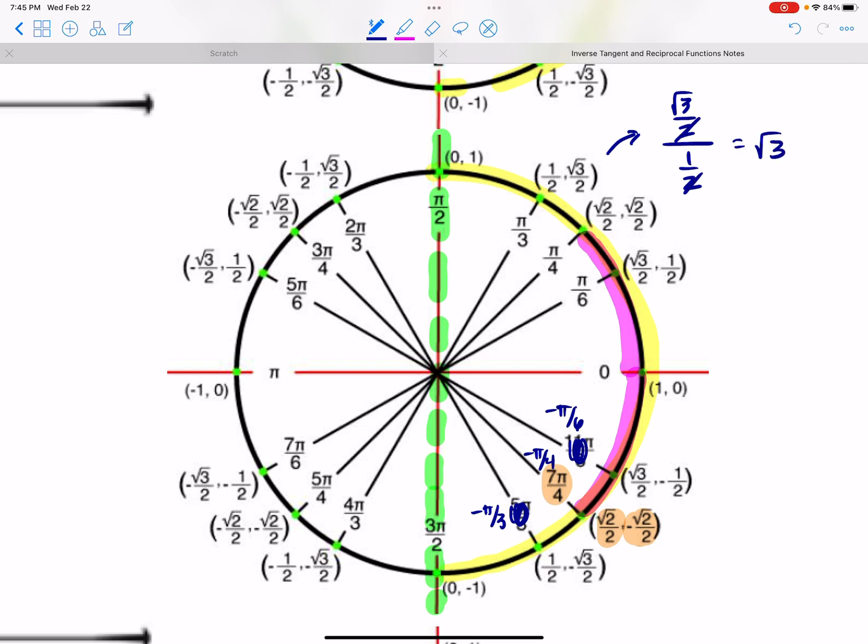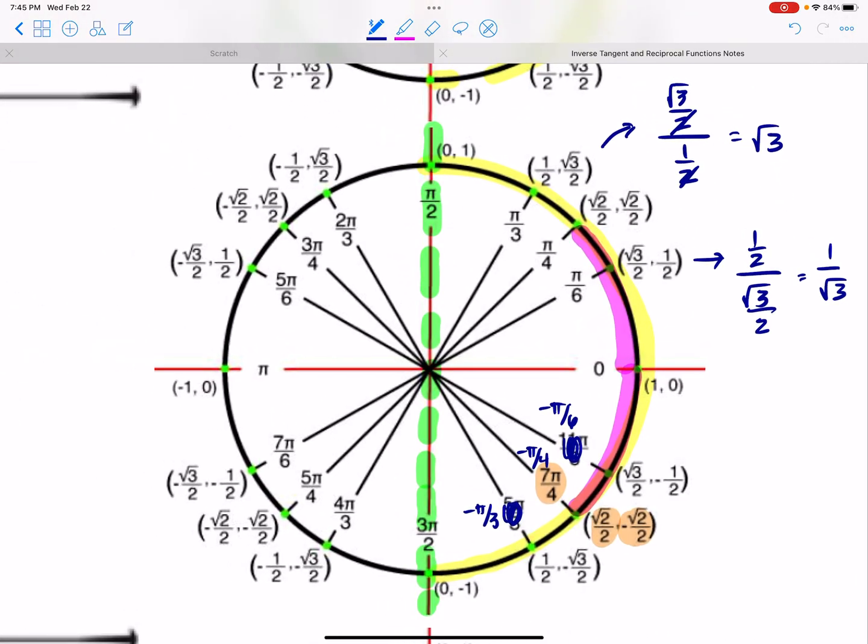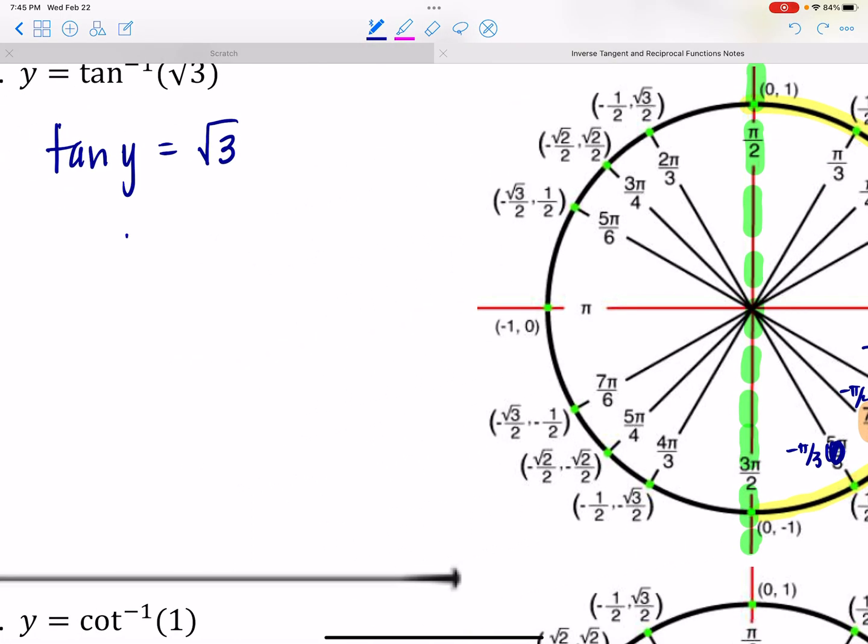If I do this in reverse, if I took the 1/2 and divided it by radical 3 over 2 instead, then I would have 1 in my numerator and radical 3 in my denominator. So this one, I was looking for positive radical 3. I found it. That ratio happens at this angle. So our angle is going to be pi over 3. So y is going to equal pi over 3.